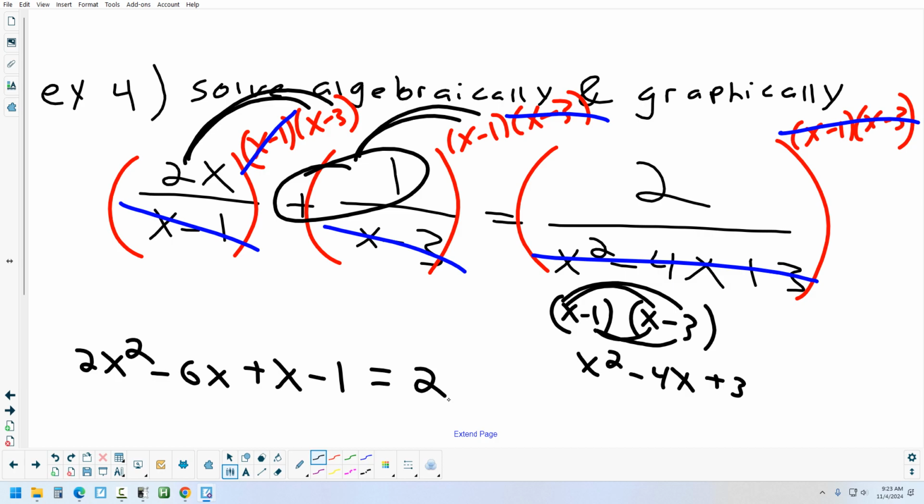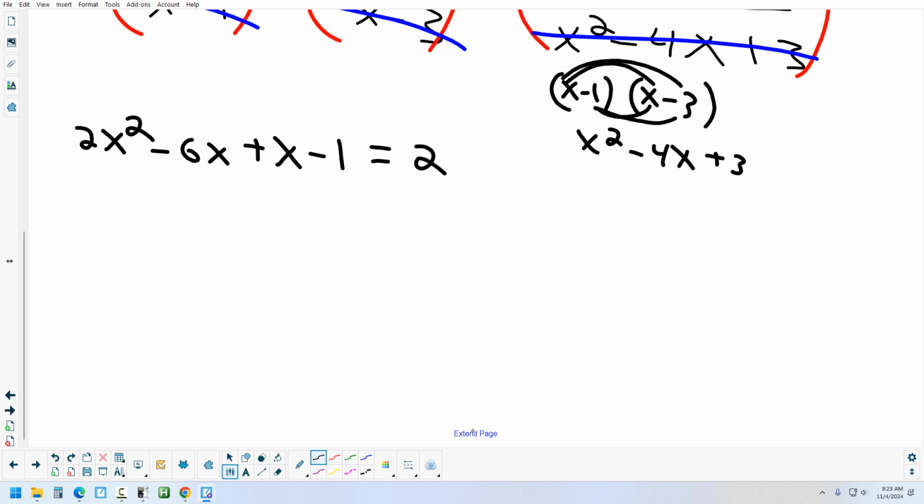Yep, it's quadratic, because the highest exponent is a 2. When you're solving a quadratic, what do you always get it equal to? 0. Yep. I'm going to get it equal to 0. And then our choice from there will be to factor it or use the quadratic formula.